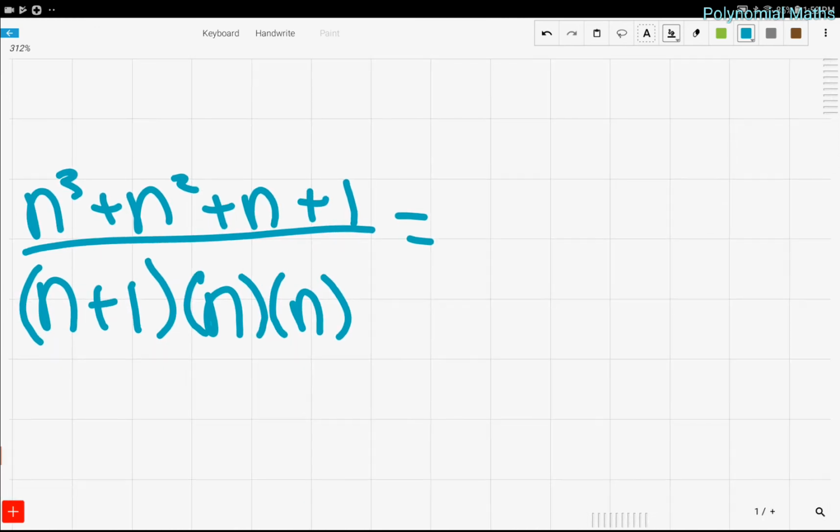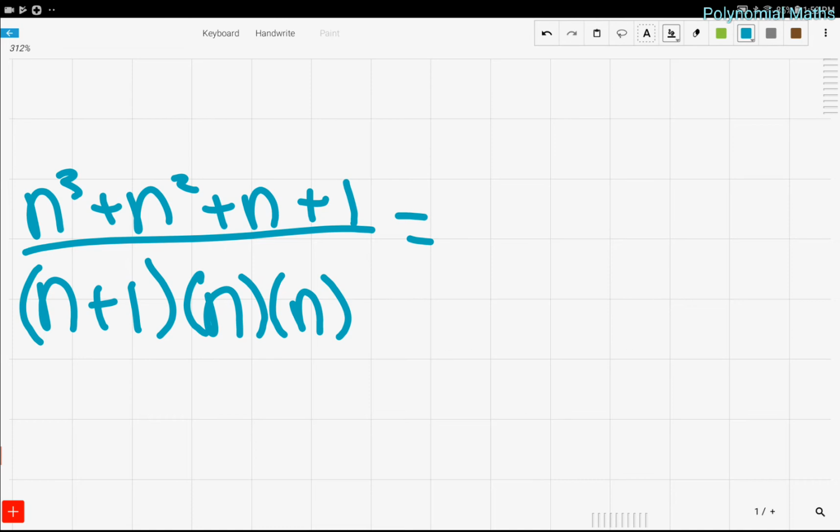So if you haven't seen the last video, I strongly suggest that you watch the other video unless you already have some previous knowledge of partial fraction decomposition. Otherwise, you should watch the other video before this video. So you should watch part 1 of partial fraction decomposition.